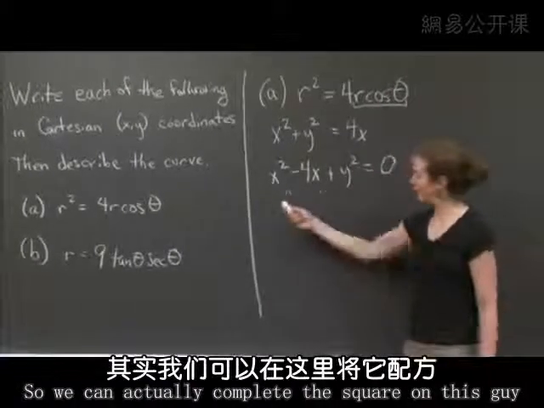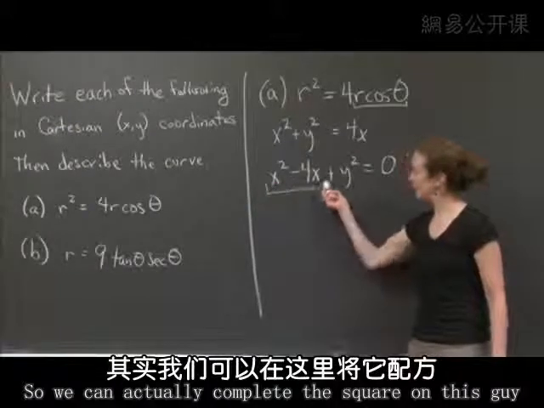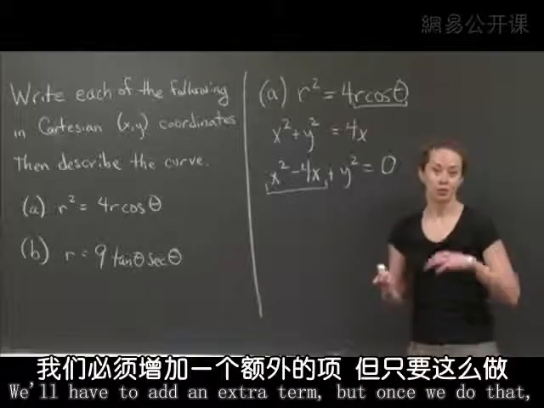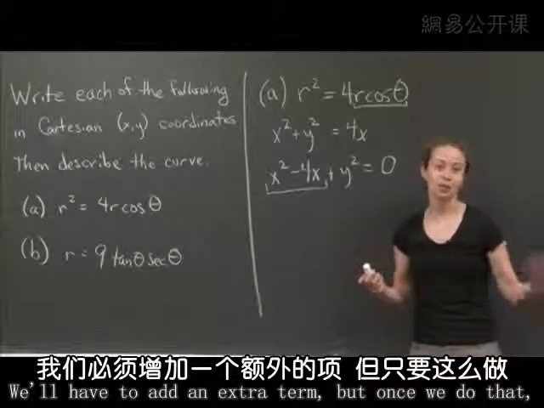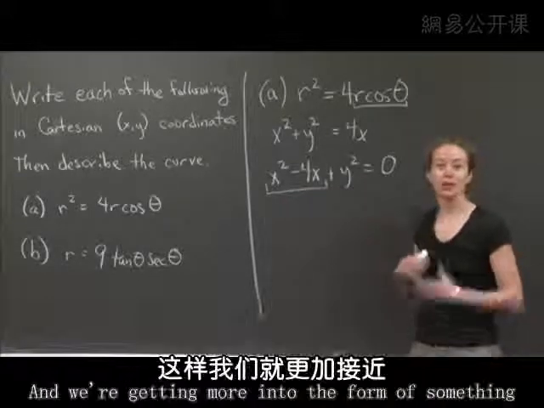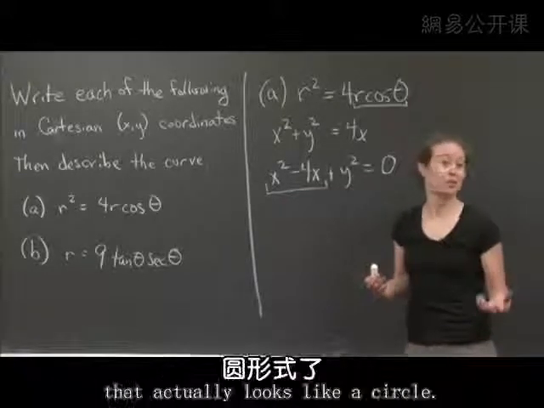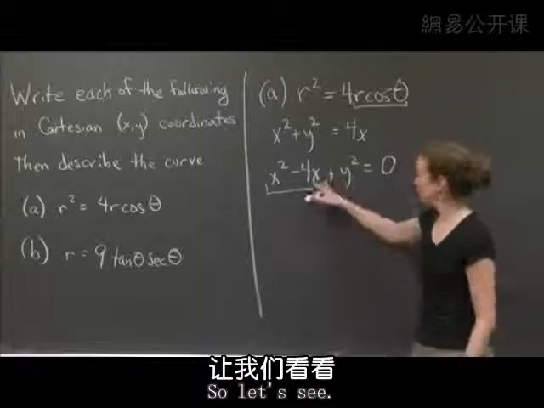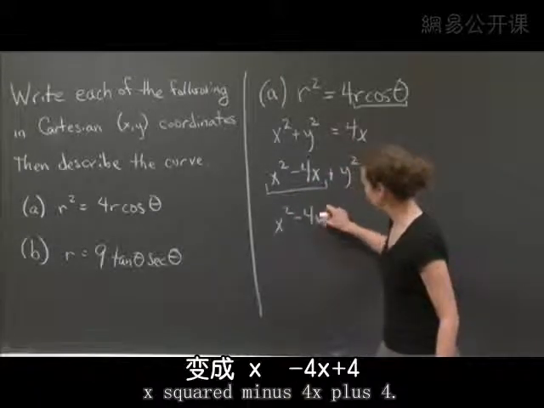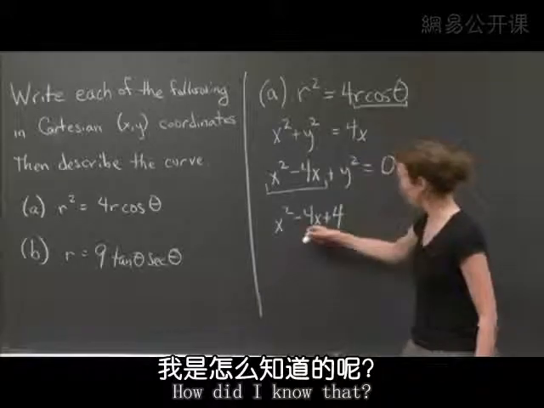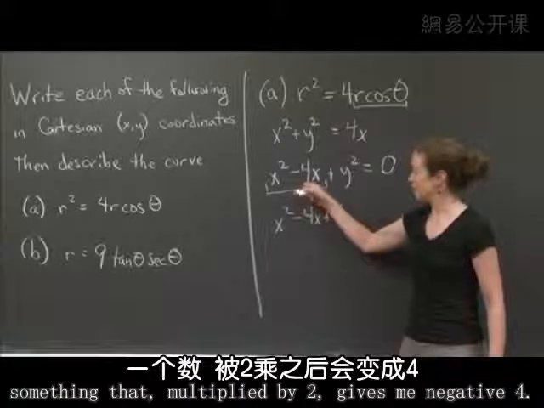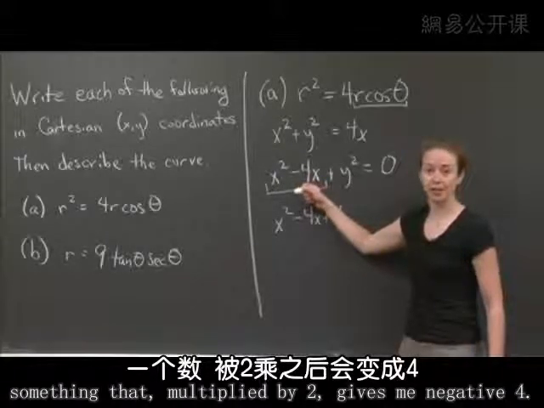We can actually complete the square on this right here and turn it into a perfect square. We'll have to add in an extra term, but once we do that, we'll have a perfect square, an extra term, and a y squared, and we're getting more into the form of something that actually looks like a circle. So let's see, completing the square on this, it's going to be x squared minus 4x plus 4. How did I know that? Well, if I want to complete the square on this, I need something that multiplied by 2 gives me negative 4.